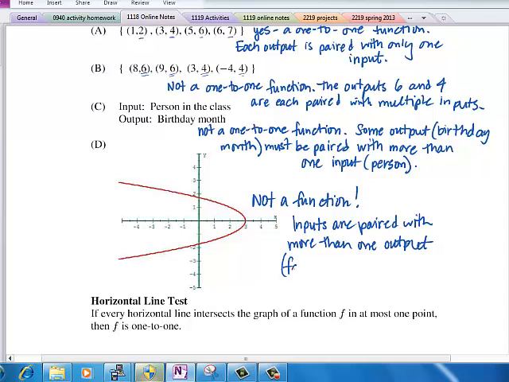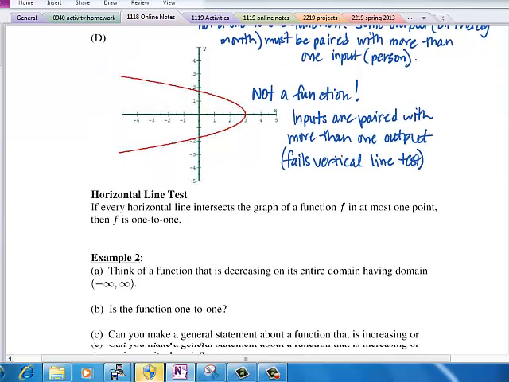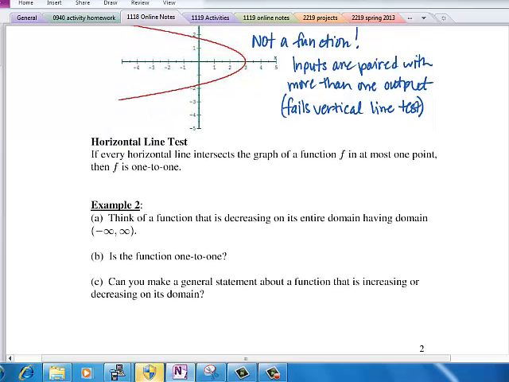This fails the vertical line test, which is our graphical test for functions. And then we have here, again, a statement of the horizontal line test that I had discussed and written above. If every horizontal line intersects the graph of f in at most one point, then f is 1 to 1. So you can see the discussion up above again.